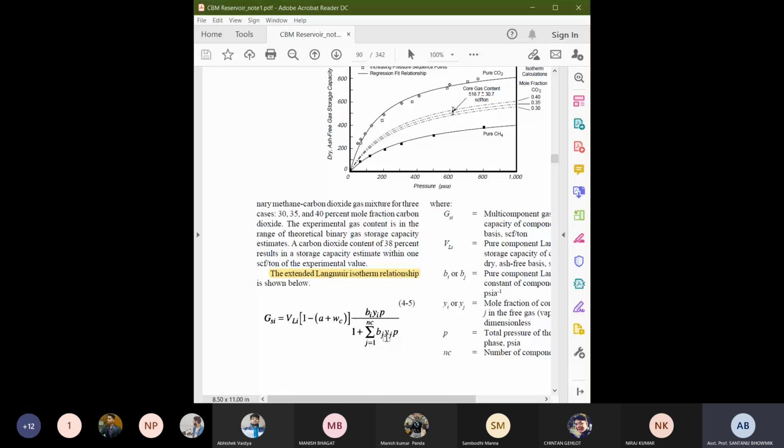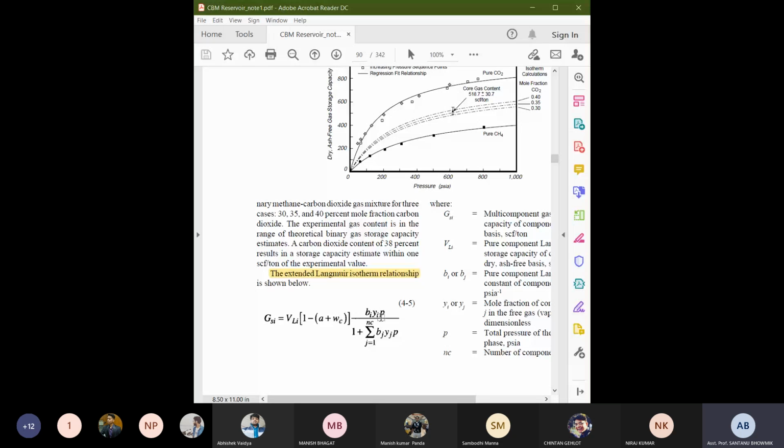Suppose if you see this here, I is the individual, that means either 1 or 2, that means in the methane and carbon dioxide mixture you will be using this equation twice, for Gs methane, gas storage of methane, and for Gs carbon dioxide, gas storage of carbon dioxide. Whereas this J is going to vary because it is going to summarize the individual adsorption. So what it will do, the VL you need to calculate for individual methane or carbon dioxide, and the ash and the water content are the same as the earlier concept.